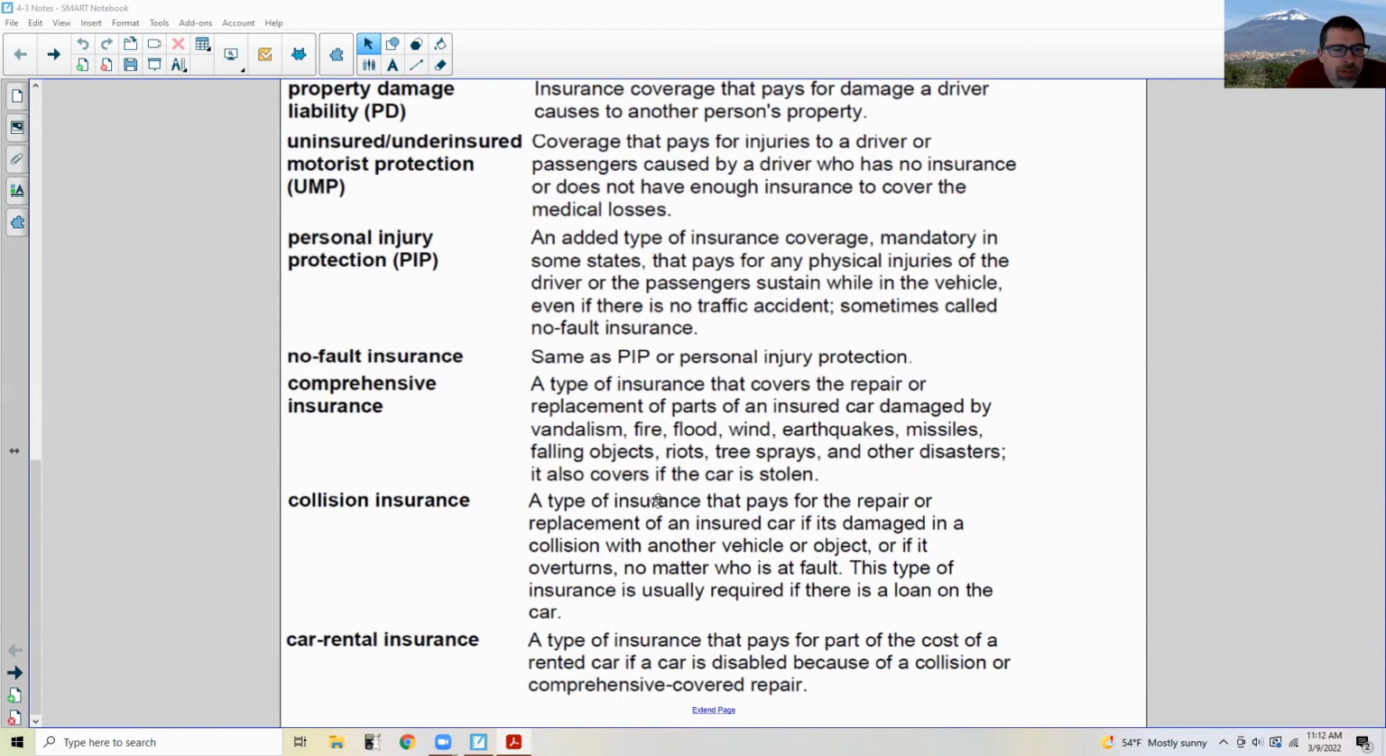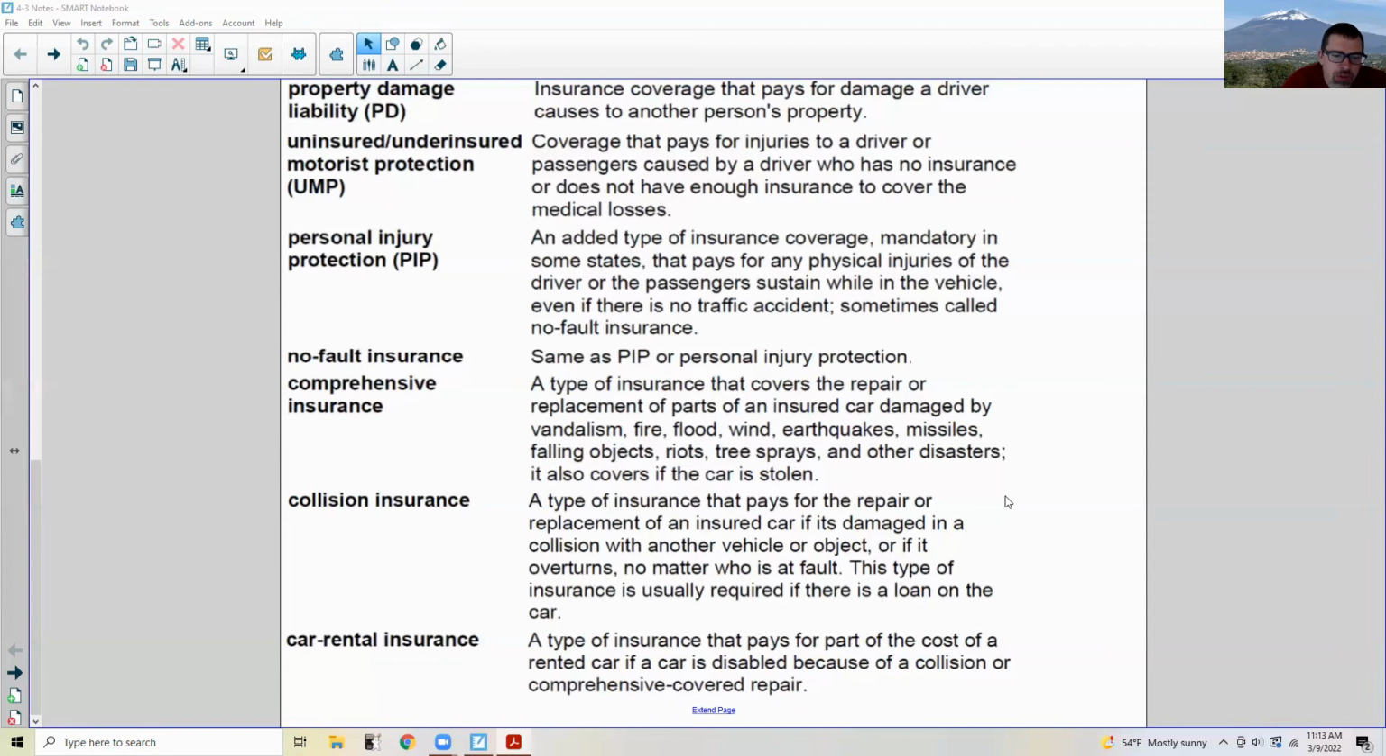Comprehensive insurance is a type of insurance that covers the repair or replacement of parts of an insured car damaged by vandalism, fire, flood, wind, earthquake, missiles, falling objects, riots, tree sprays, and other disasters. It also covers if the car is stolen. Collision insurance is a type of insurance that pays for the repair or replacement of an insured car if it's damaged in a collision with another vehicle or object, or if it overturns, no matter who is at fault.